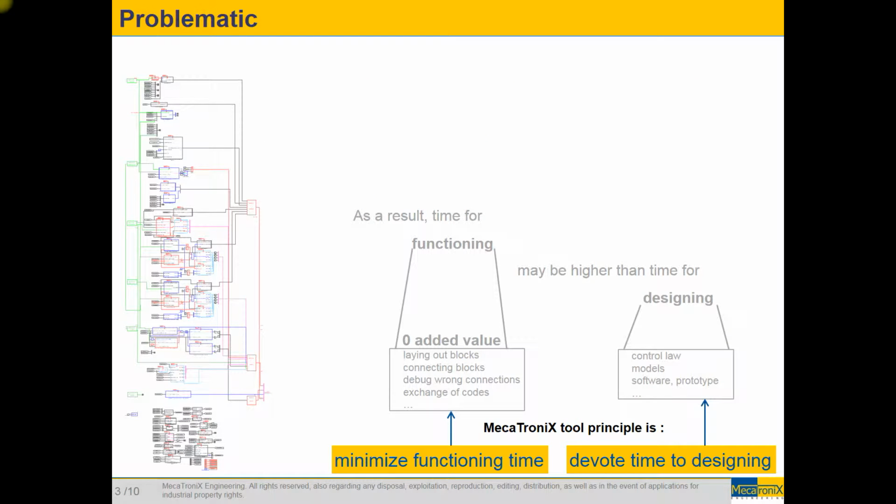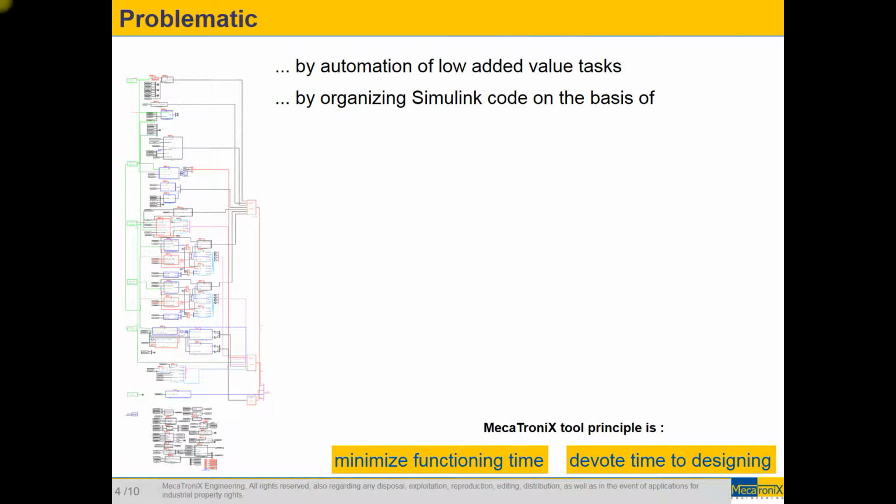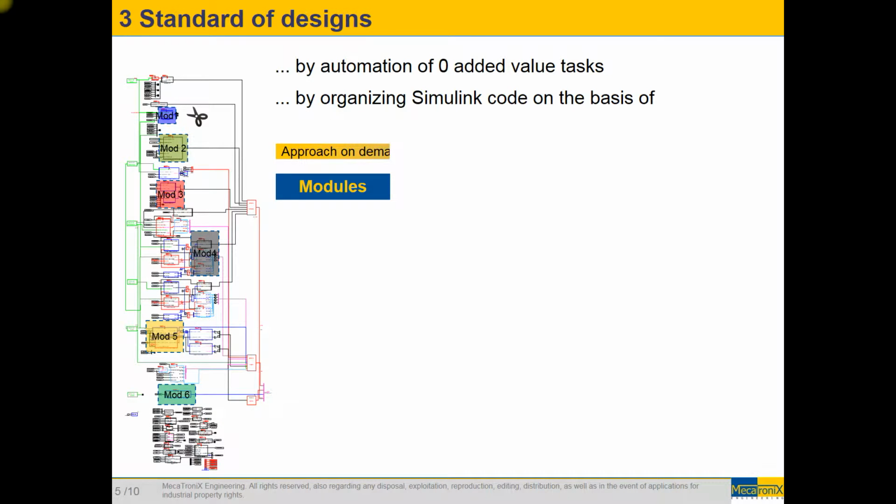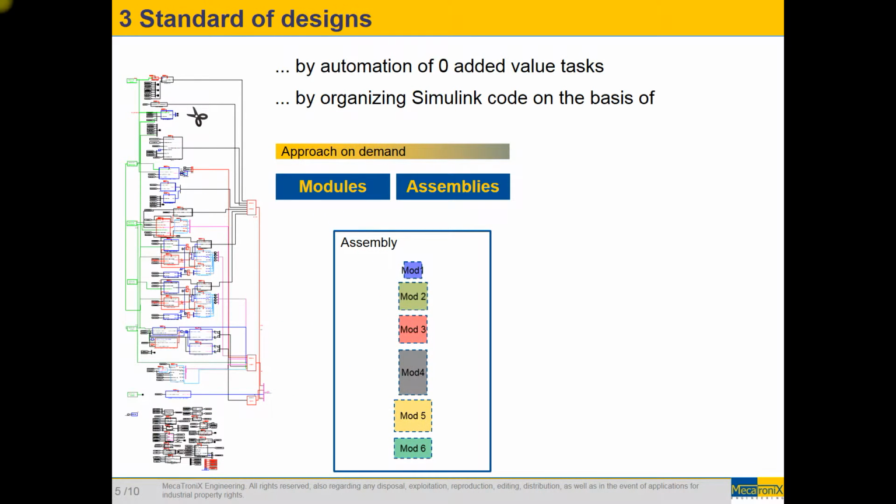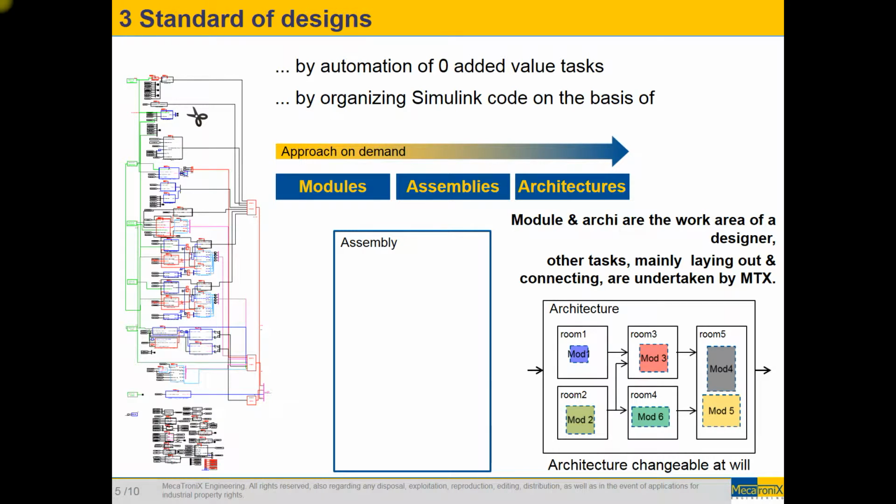The MecaTronics tool principle is to minimize this functioning time so that engineers can devote time to designing. So how do we achieve that? It is achieved by automation of low added value tasks, by organizing the Simulink code on the basis of modules, assemblies, and architecture, so that modules and architecture are actually the work area of a designer.